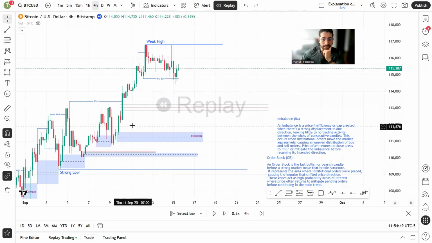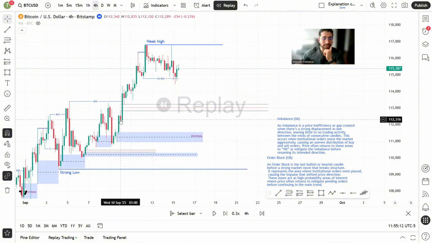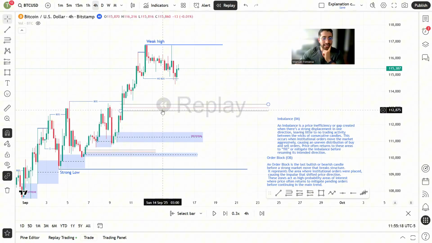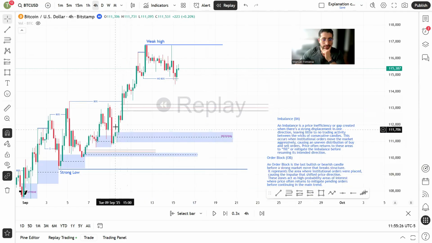Imbalance, remember, is mostly when there is a huge displacement. That was the word I was looking for. A huge displacement of orders. In this case, it was bullish orders, and then there wasn't any selling order, and it left this gap, and this will become an imbalance. And then you'll say, hey Manuel, but I see another imbalance. Look, here is another imbalance right here. Can you see it? Yes, it is.